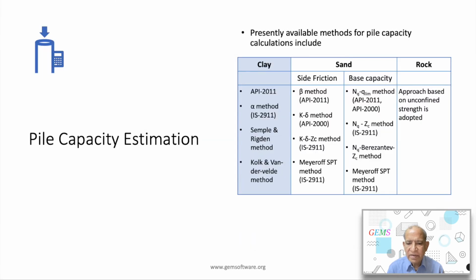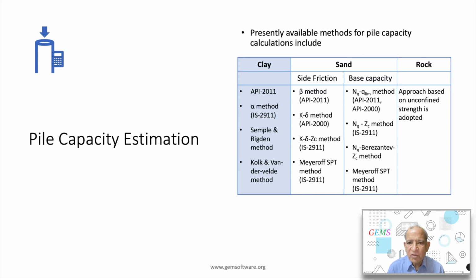In clay strata, the shaft friction is estimated by one of the following four methods. The unit shaft friction is usually expressed as alpha times Cu, where alpha is a multiplier coefficient. In the first method, alpha is related to the cohesion of the soil. The BIS method belongs to this category. In the API method, alpha is related to the ratio of Cu and vertical effective stress, Pv'. The higher the value of Cu by Pv', the lower the value of alpha.